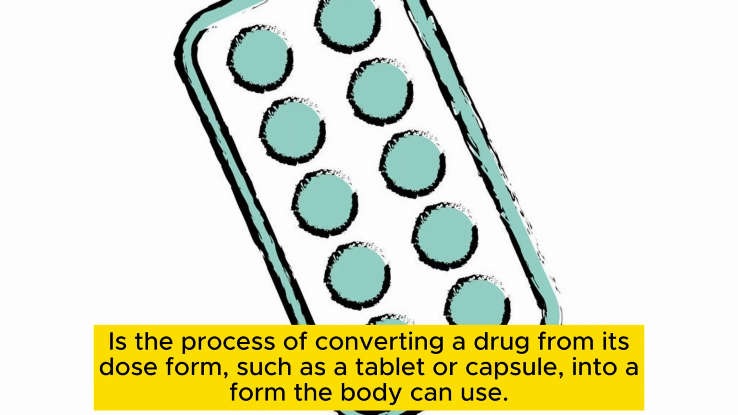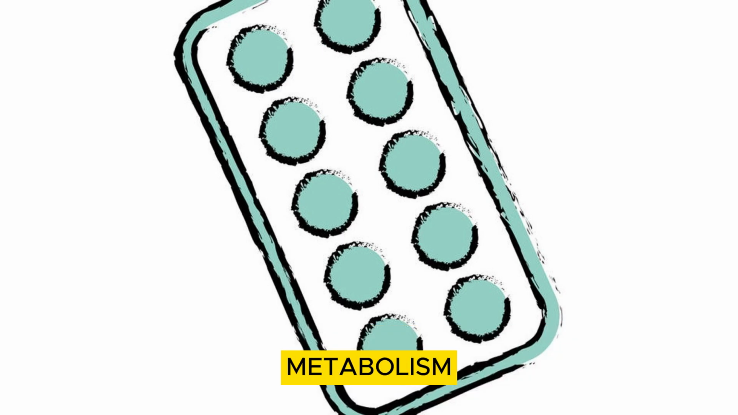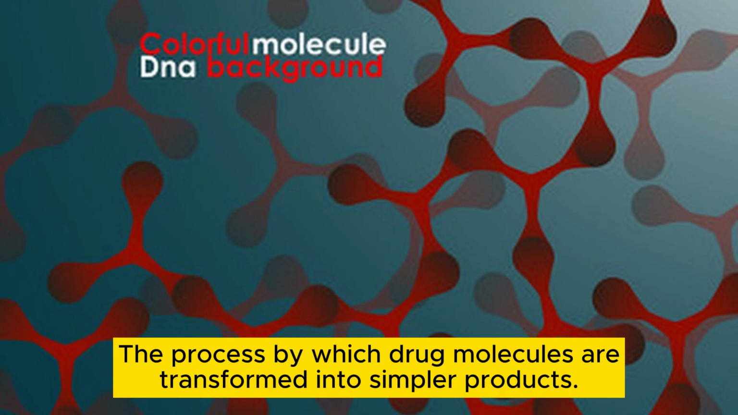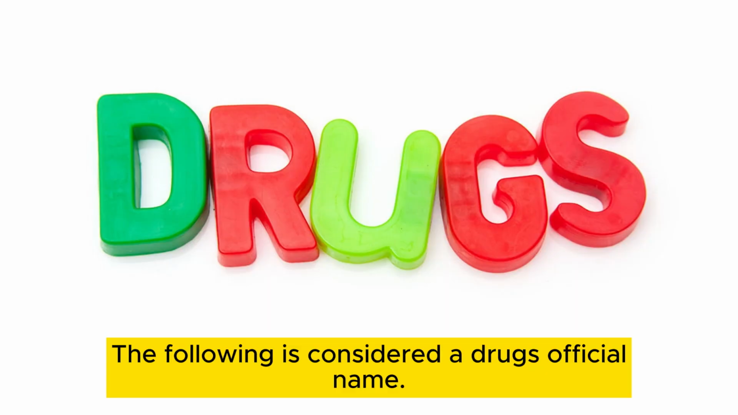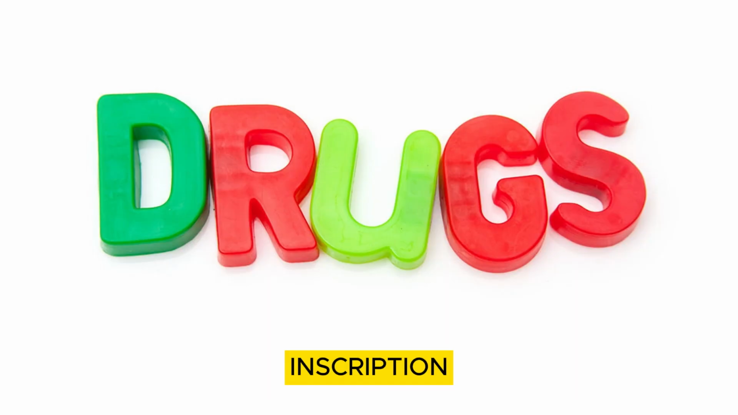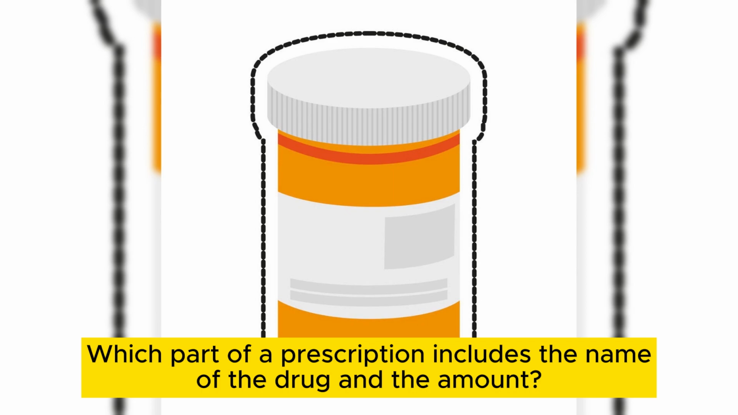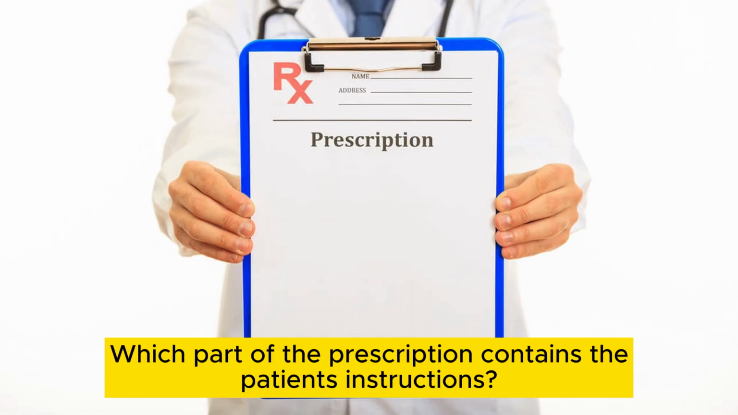Absorption is the process of converting a drug from its dose form, such as a tablet or capsule, into a form the body can use. Metabolism: the process by which drug molecules are transformed into simpler products. Generic name: the following is considered a drug's official name. Inscription: which part of a prescription includes the name of the drug and the amount? Transcription: which part of the prescription contains the patient's instructions?